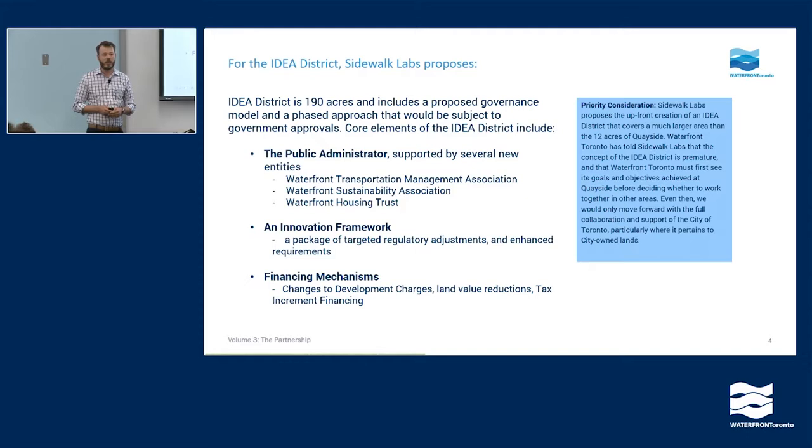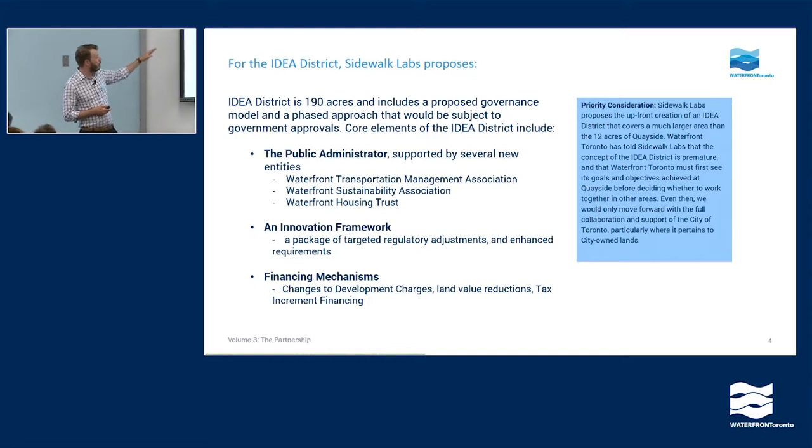So first thing we're going to talk about is the idea district. So the idea district covers 190 acres of land, which is more than the 12 acres, and we'll talk about that in a minute. And it has a proposed governance model and a phased approach that would be at the discretion and approval of governments. And so there are three big pieces in it, and I'll walk through them. There's the public administrator, an innovation framework, and financial mechanisms.